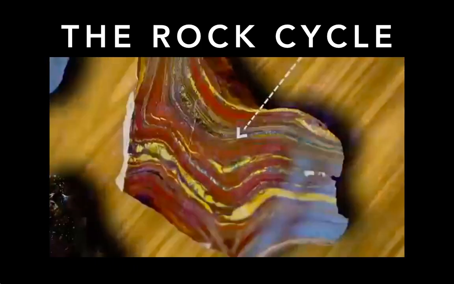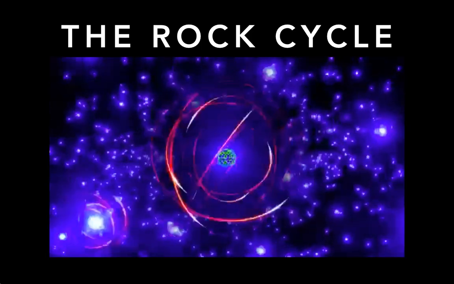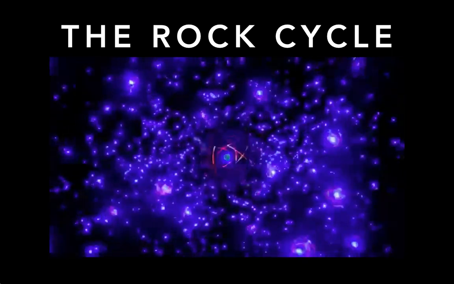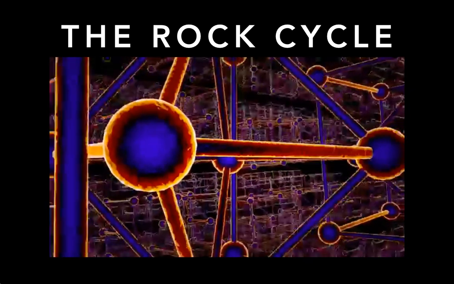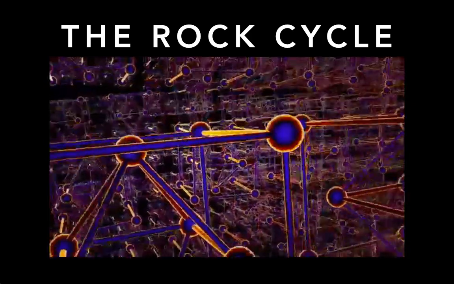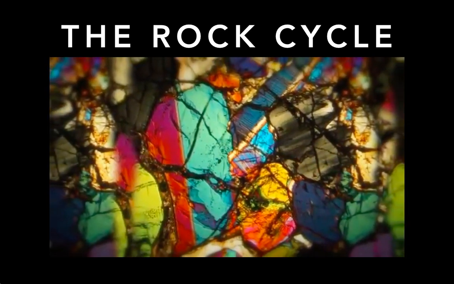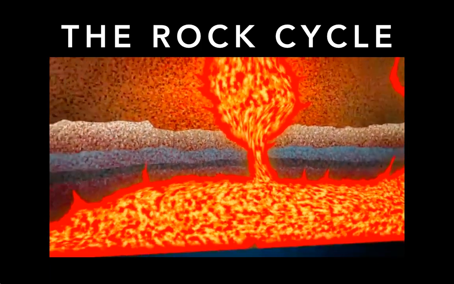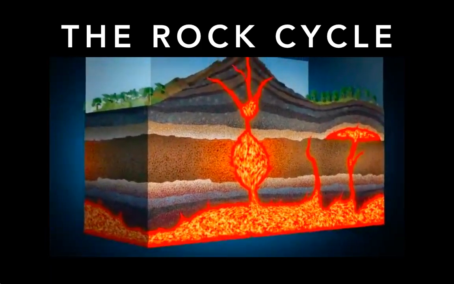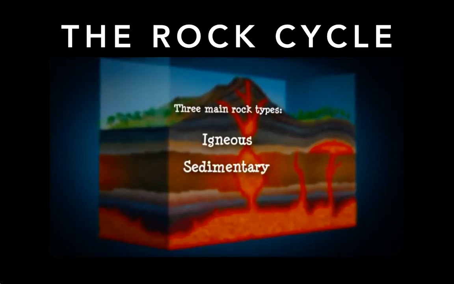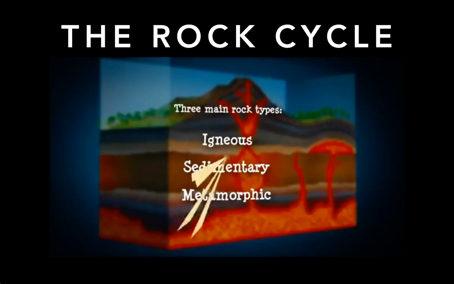Look closely. Atoms are the building blocks of all matter. Combined, atoms form molecules. Minerals are made up of billions of molecules, which are often arranged in crystal structures. Minerals can crystallize from semi-molten rock called magma. When magma cools and solidifies, it forms igneous rocks, one of the three main rock types: igneous, sedimentary, and metamorphic.